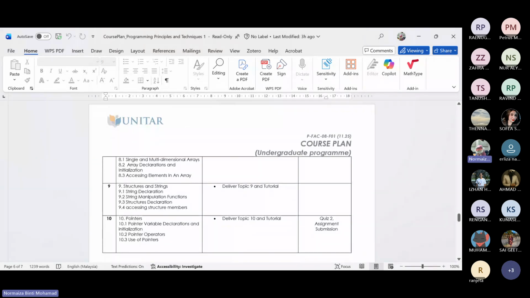And topic 9 is structures and string. We have string declaration, string manipulation function, structure declaration, as well as accessing structure members. And the final topic is on pointers. We have pointer variable declaration and initialization, pointer operators, and use of pointer.